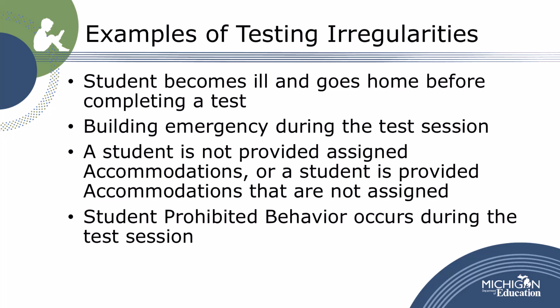Some examples of testing irregularities can be if a student becomes ill and goes home before completing a test, or if a building emergency occurs during the test session. Also, if a student is not provided assigned accommodations or is provided accommodations that are not assigned, or a student engaged in a prohibited behavior during the test administration. These irregularities are a few examples of reasons that an incident report should be submitted.